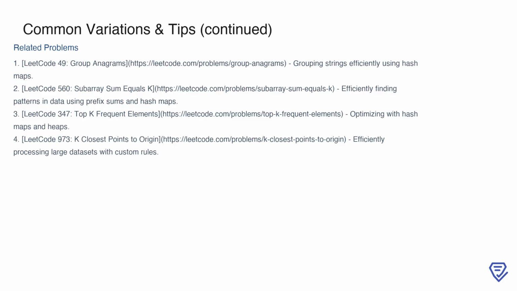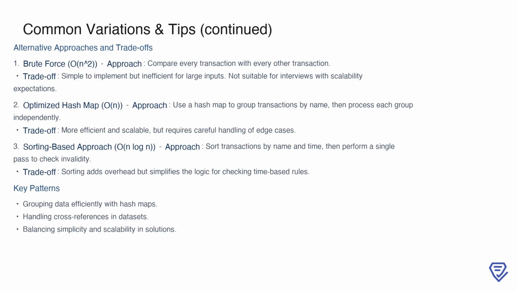Studying these problems can help you build a deeper understanding of patterns and techniques that are highly relevant to solving the invalid transactions problem. When considering alternative approaches, the brute force method involves comparing every transaction with every other transaction. While simple to implement, its O(n²) complexity makes it unsuitable for large inputs where scalability is critical. A more efficient approach is to use a hash map to group transactions by name, which reduces the complexity to O(n). However, this method requires careful handling of edge cases to ensure correctness.